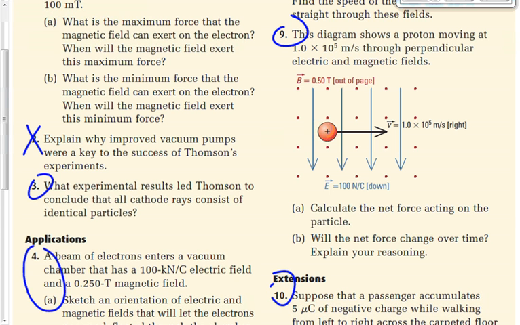What experimental results led Thomson to conclude that all cathode rays consist of identical particles? Don't overlook the obvious on this. Okay. Yeah, in the end, all these particles ended up being deflected the same way, and they ended up having the same charge to mass ratio. Done.